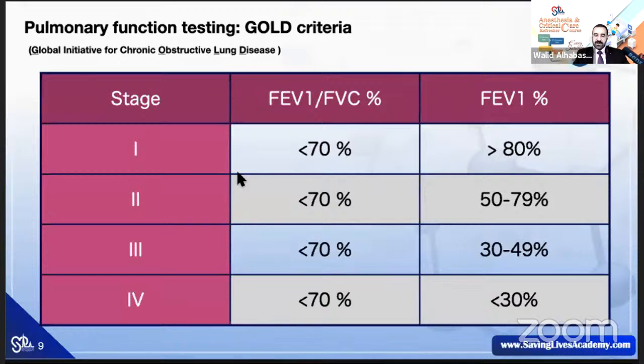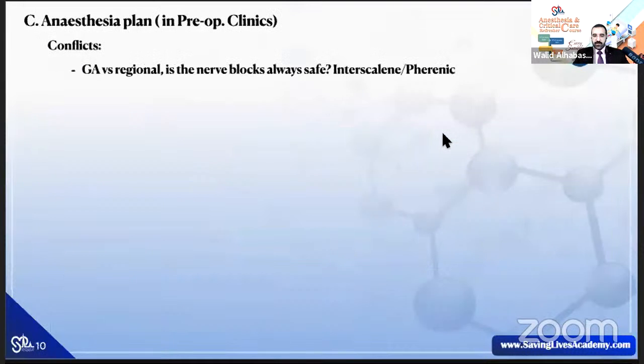If it is more than 80%, you are mild. If you're 50 to 79%, that's GOLD grade 2. 30 to 49%, you are GOLD 3, and less than 30%, you are GOLD 4. If your patient is in GOLD 3 or GOLD 4, it carries very high mortality and morbidity, needs optimization, possible need for an ICU bed, if not an HDU bed, and he may need postoperative mechanical ventilation. So you need to know and judge your patient well according to these criteria. You need to be aware of them. As I said, here is the conflict, GA versus regional anesthesia.